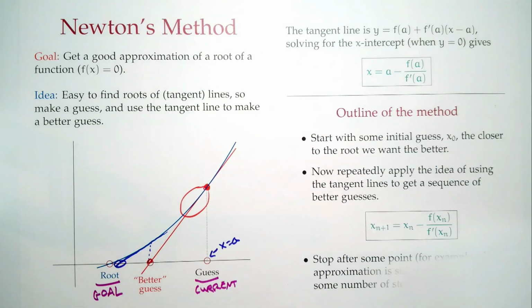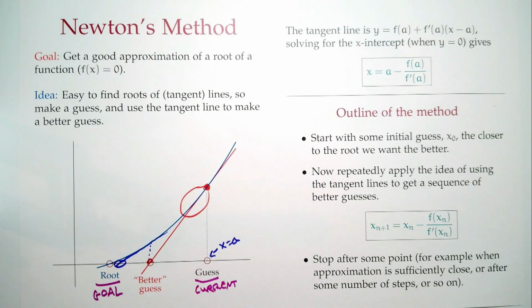So here we go. Here's the process. We start, we say, what's our initial guess? Now, the closer to the root we can be, the better, because the closer you are to the root, the faster you're going to converge to the answer.